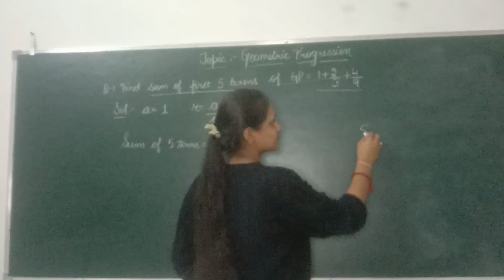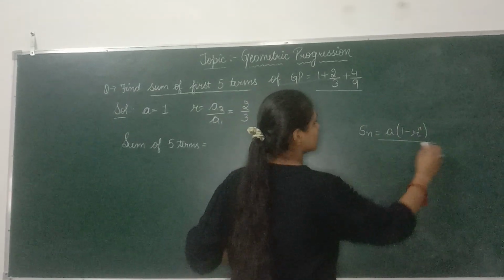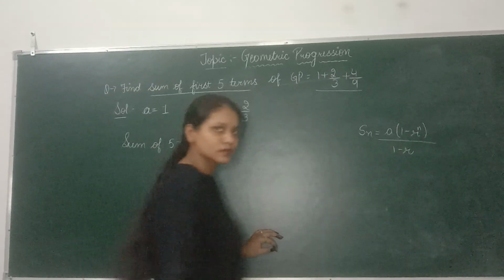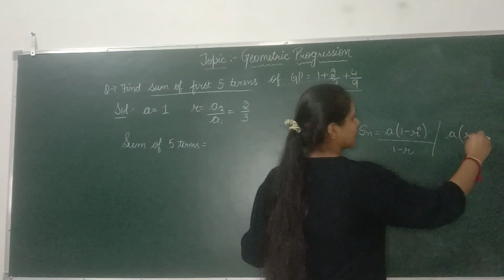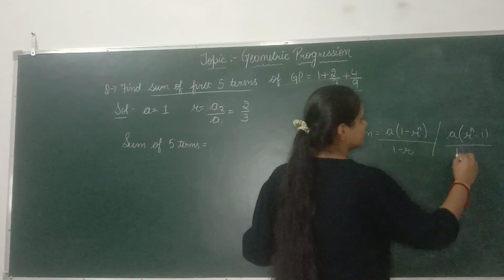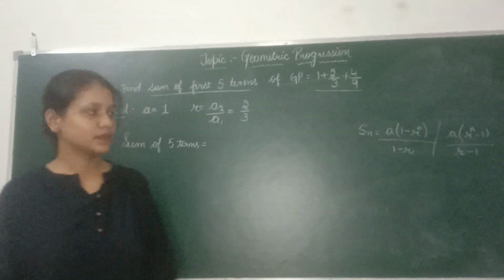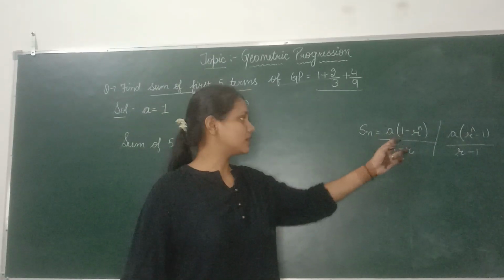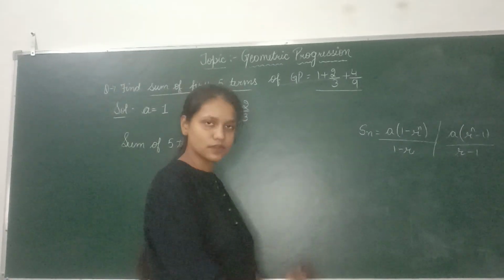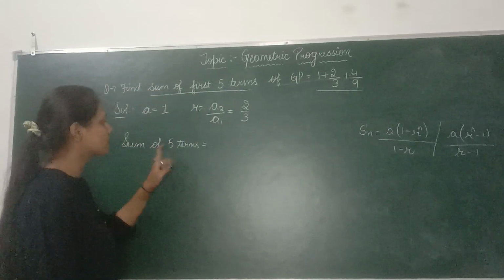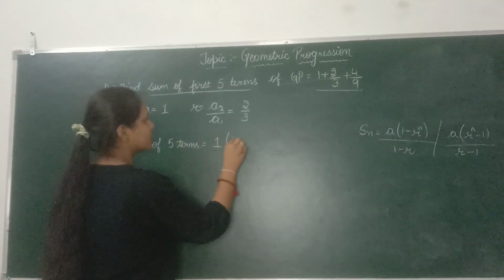The formula is Sn equals a times 1 minus r to the power n upon 1 minus r. You can also write a times r to the power n minus 1 over r minus 1. The formula is the same; you can write it any way, either 1 first and then r to the power n, or r to the power n first and then 1. So writing the sum of the first 5 terms, here a is given to be 1, and 1 minus r.